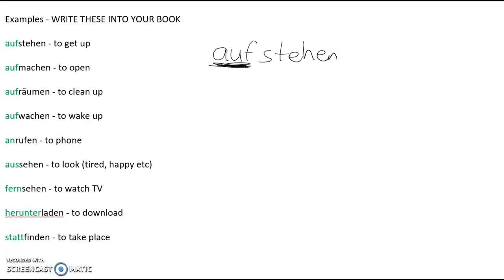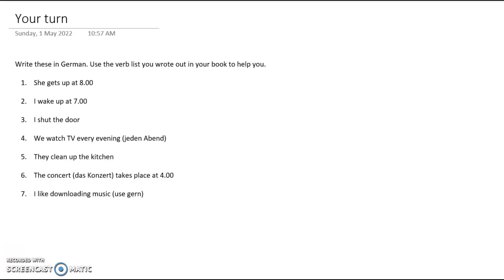Then I'm going to give you some practice at translating into German. Okay, your turn now. I want you to write these 7 sentences in German. You can use the verb list that you've just written out to help you. So pause the video and then I'm going to go through them one by one.